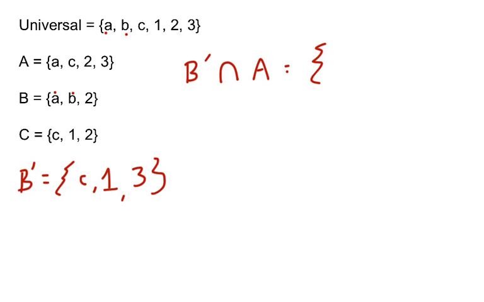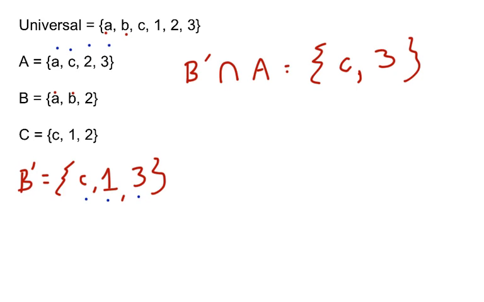B complement has C, 1, and 3 in it. A has A, C, 2, and 3 in it. So what is it that they have in common? Well, let's see. They have the C in common. And they have the 3 in common. And that's it. I found B complement intersect A. It took a couple of steps. The first thing I had to do was find out what B complement is. Now once I've got that, now I can look for where do those two sets overlap.